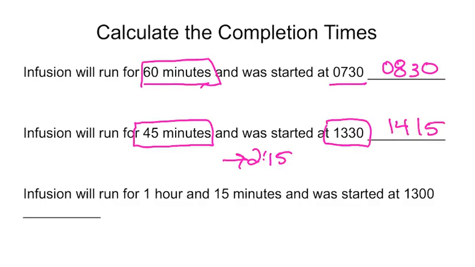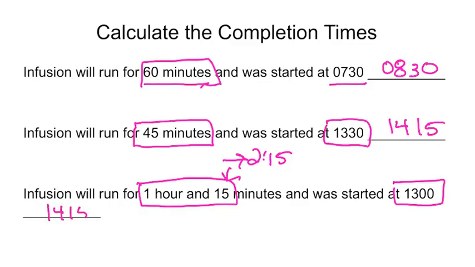Okay, and on my final one, I have an infusion that will run for 1 hour and 15 minutes. It was started at 1300, so I'm going to add an hour to 13. I'm going to get 14, and I'm going to add these 15 minutes, and I'm going to get 14:15.